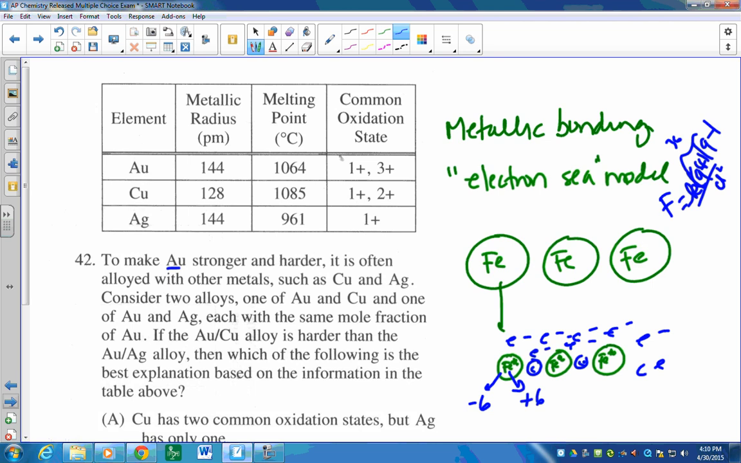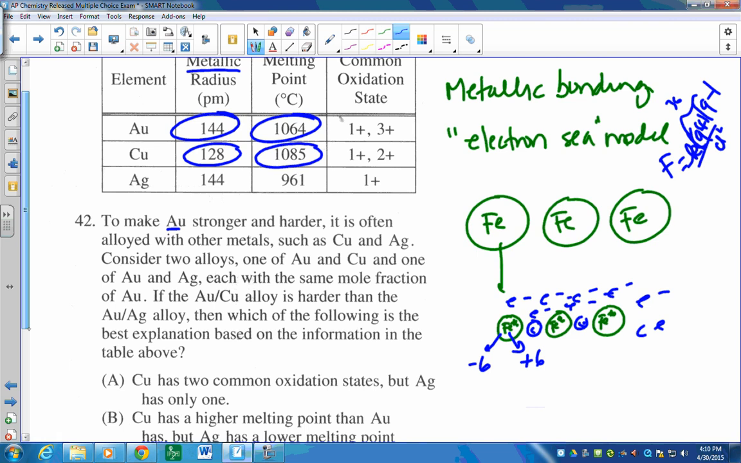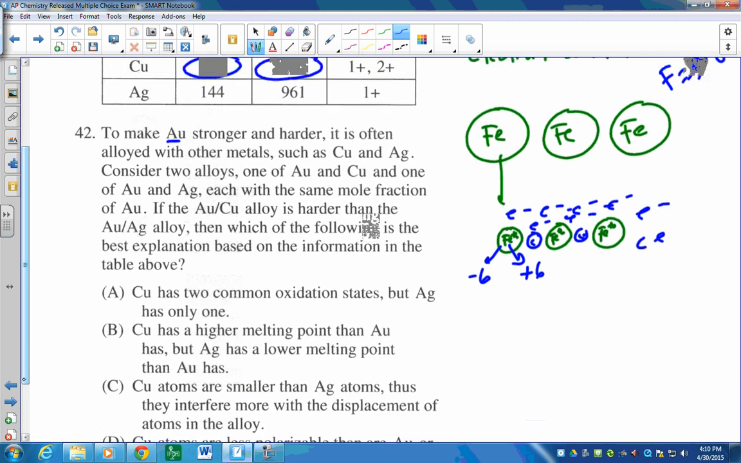Okay, so they're asking us, and then they give you information about the size. So notice copper is smaller than silver. Notice copper has a higher melting point than silver. And then oxidation state. I just think that stuff is distracting. Which of the following is the best explanation for the iron copper alloy being harder?